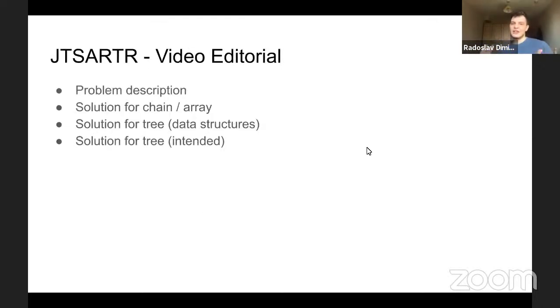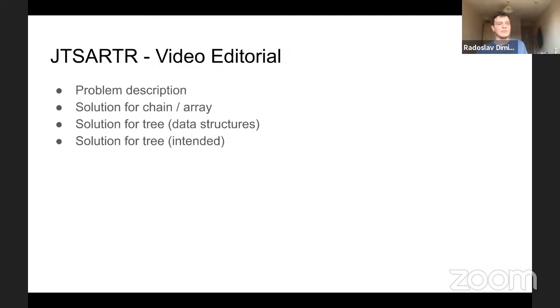Basically, here is an outline of what the solution would look like. First, I'm going to explain what the problem was, the problem statement. Then I'm going to be talking about the solution for a particular subarray. And as the problem is on trees, you could have guessed it from the problem statement, I will first start by explaining the solution if we had a chain or just an array.